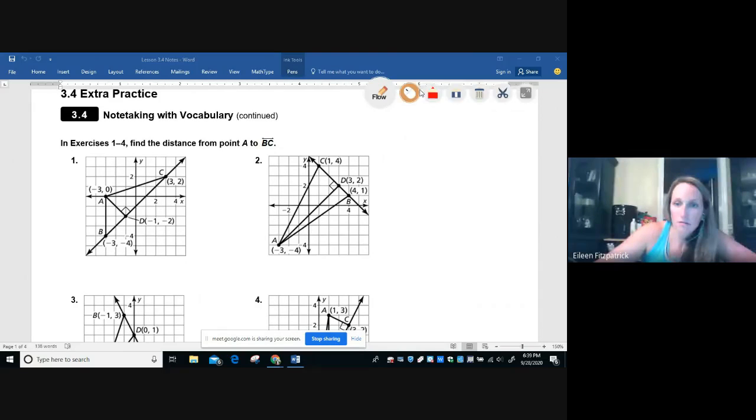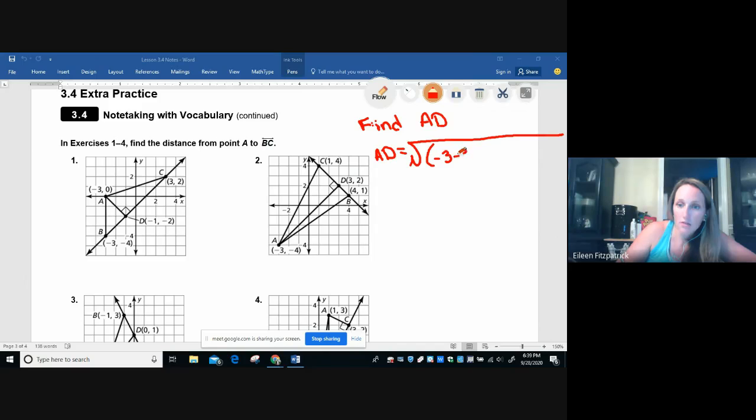Oh, I need my pen. Find AD. Okay, when I say find AD, that means find the distance. So we're going to use the distance formula. AD is going to equal the square root of the difference of the x's. So the x coordinate of A is -3, the x coordinate of D is 3. So -3 minus 3 squared plus the difference of the y's, -4 minus 2 squared.